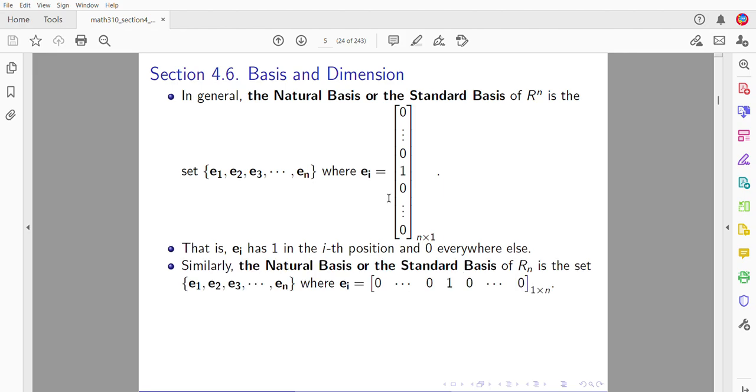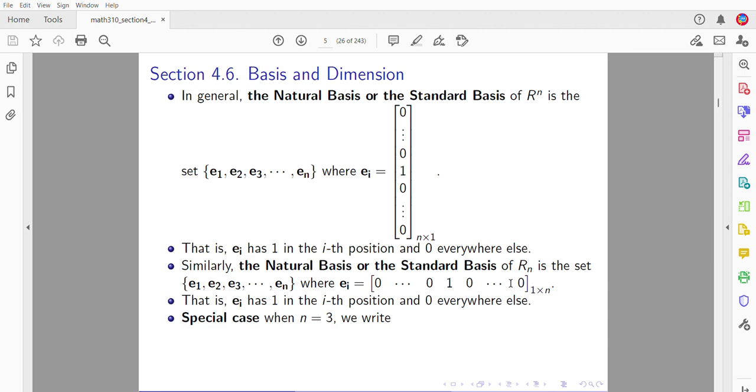Likewise, for the row space, Eis represent those rows. Ei is that row with 1 in the ith location, 0 everywhere else. Okay, so these are natural basis or standard basis.